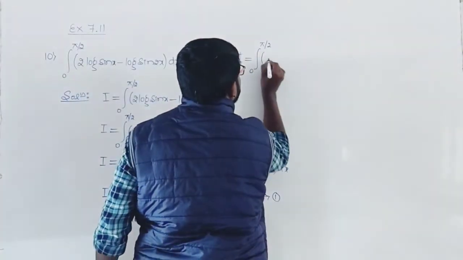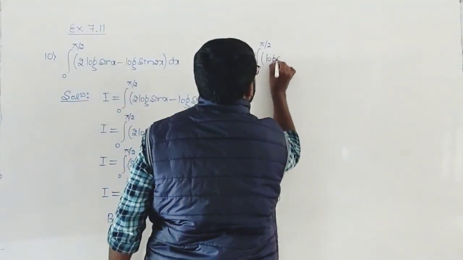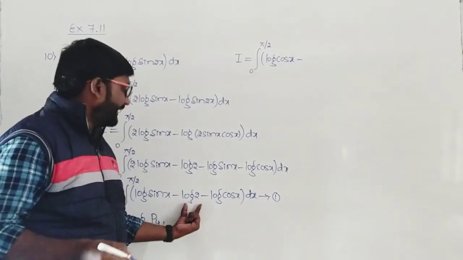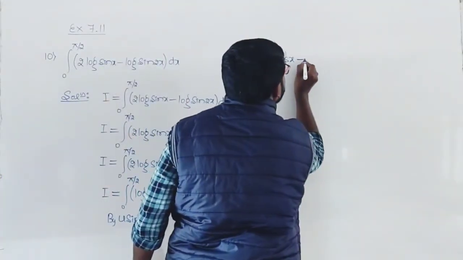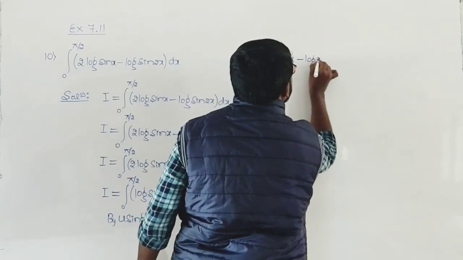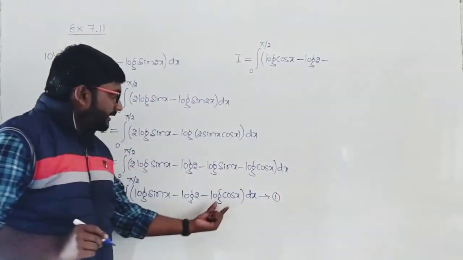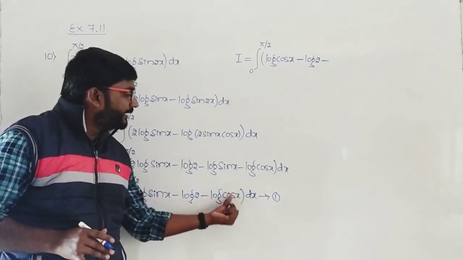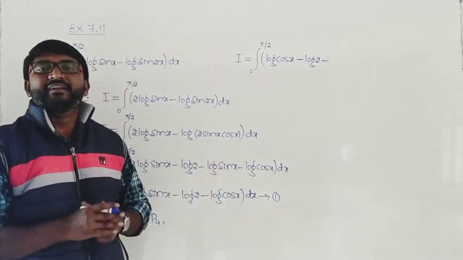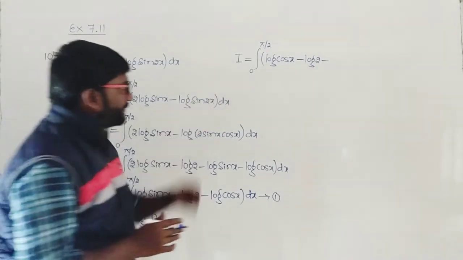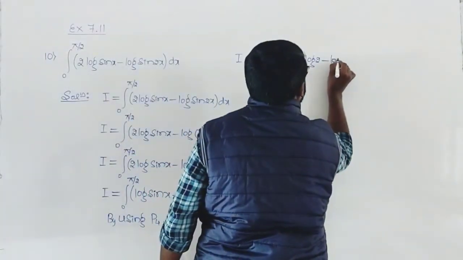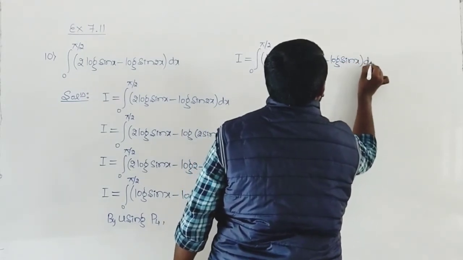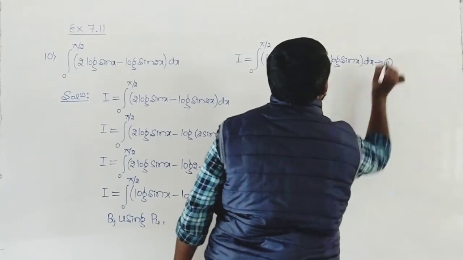So here we get log cos x minus, here there is no x term, so I write log 2 as it is. We get minus log 2 as it is, then minus, now again it becomes a minus x, that is log cos of pi by 2 minus x. Cos of pi by 2 minus x will be sin x. So it becomes log sin x dx. So I call this equation number 2.